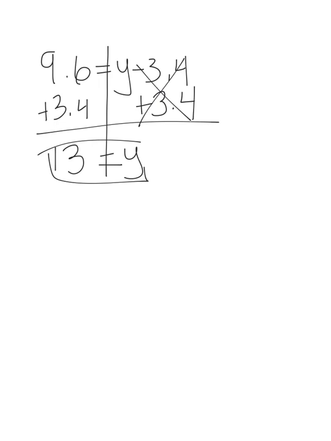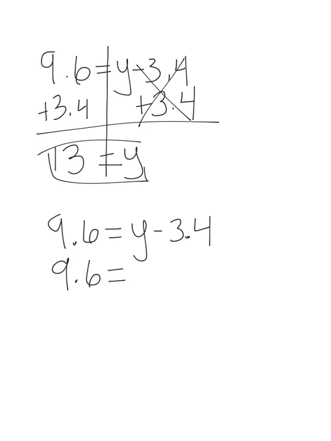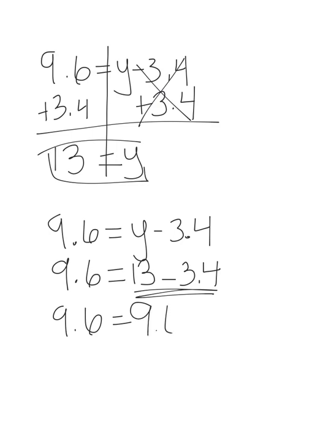So now we need to check our work. 9.6 equals y minus 3.4. Write it again, except put your answer in for y, 13 minus 3.4. And then if I put that in my calculator, 13 minus 3.4, I do get 9.6.